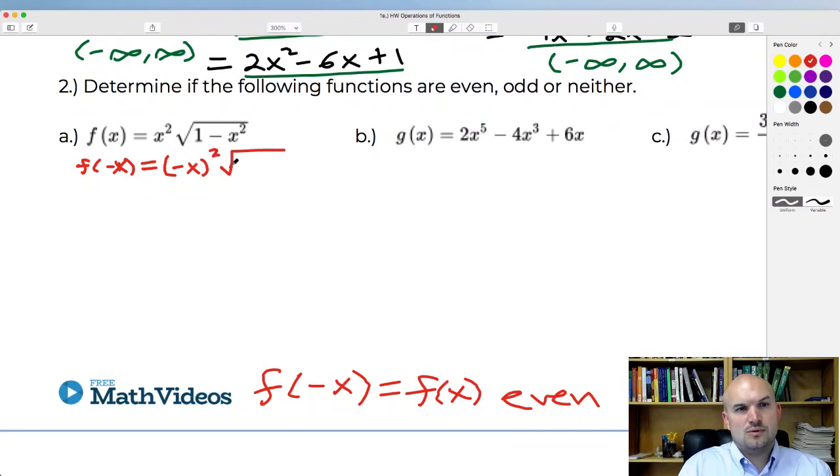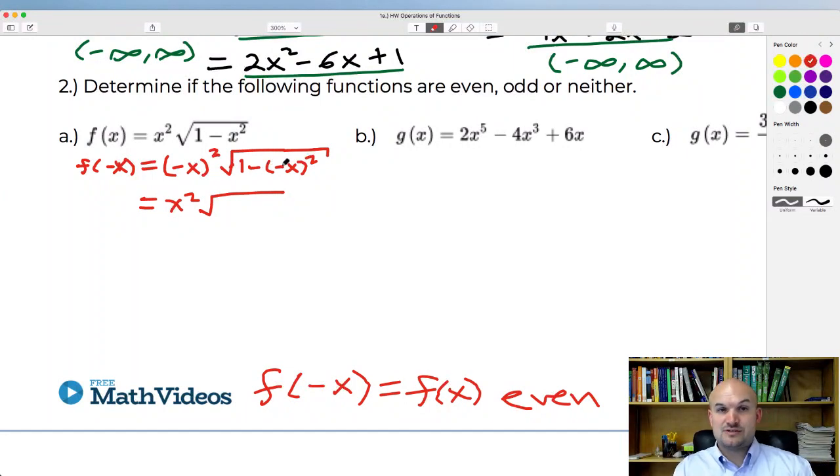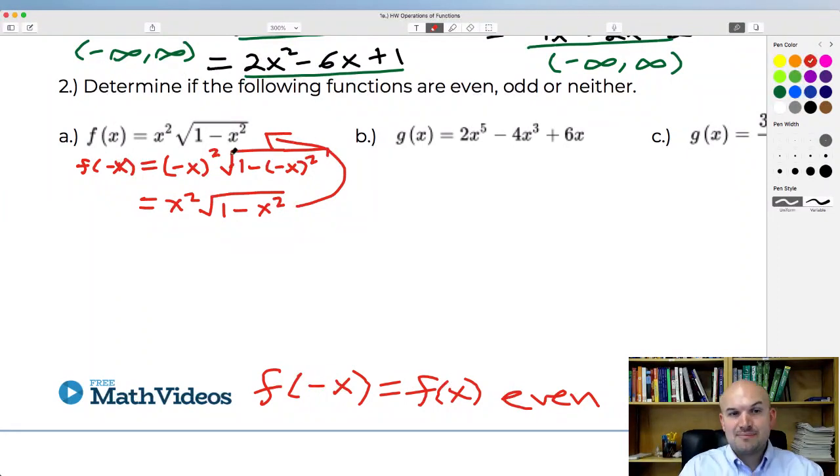squared times 1 minus negative x squared. Now, what's really nice about doing these examples is really remembering that a negative expression raised to an even power is always going to be positive. So this turns into x squared. And then 1 minus the negative x squared. Now again, you've got to be careful though. Negative x squared is x squared. So inside this is now turned to a positive x squared, but you're still subtracting that positive x squared. And what I want you to notice is after plugging in a negative x, I have back my original function. So therefore this is even.